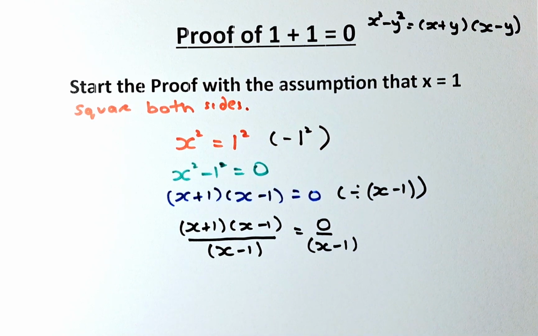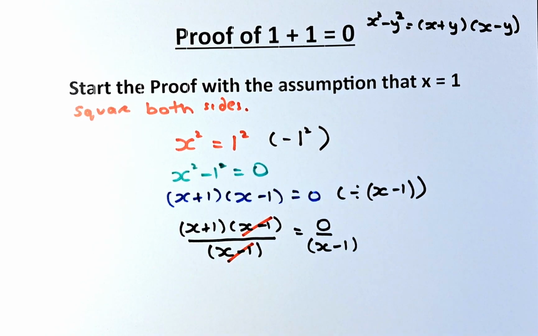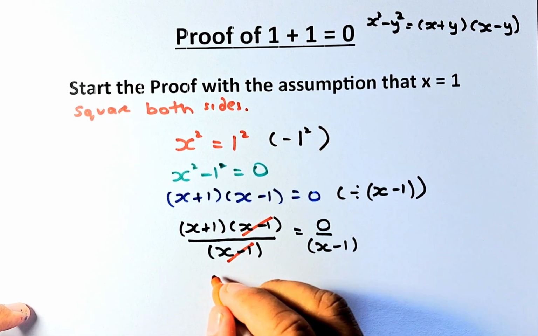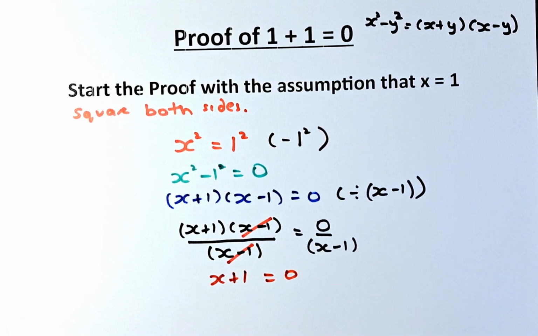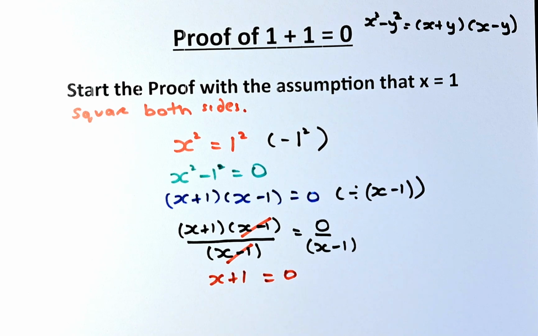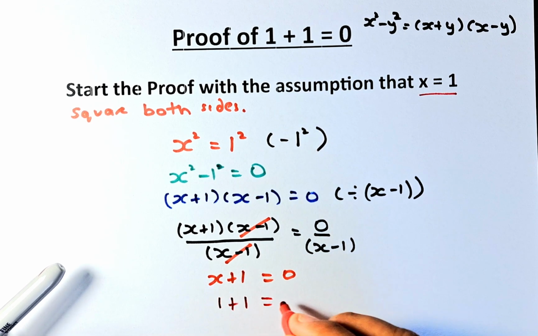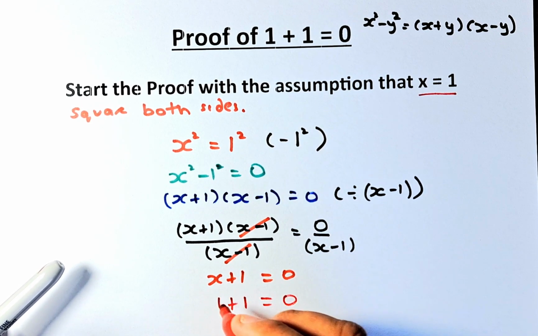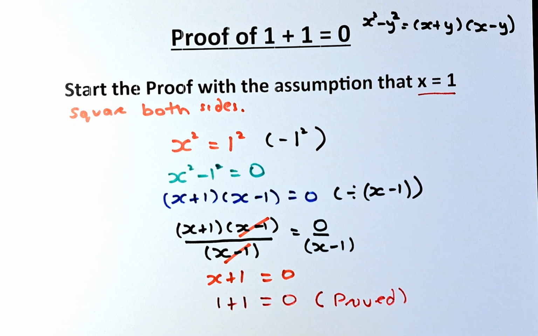Now we are going to simplify that equation. Because this x minus 1 is the same, we can cancel them out. So the equation becomes x plus 1 equals 0, because 0 divided by any number is going to be 0. And last but not least, we are going to put in the value of x. We remember that at the start, we assumed that x equals 1, so now it becomes 1 plus 1 equals 0. So x is now substituted by 1, and now we have proof that 1 plus 1 equals 0.